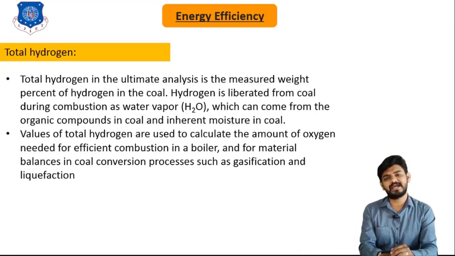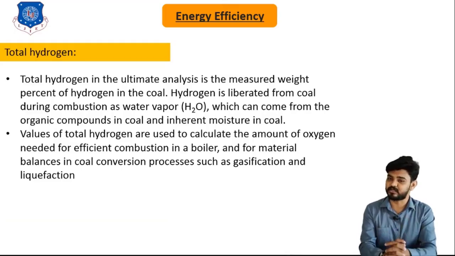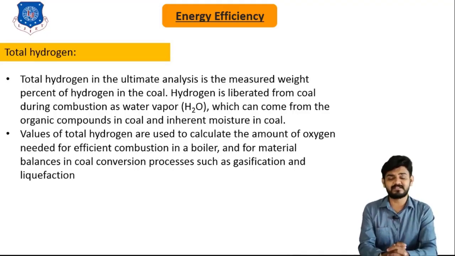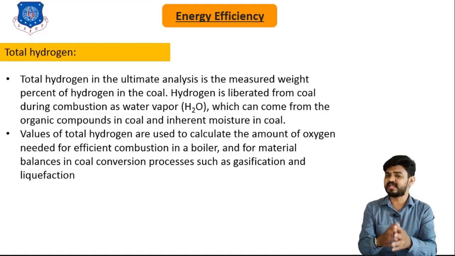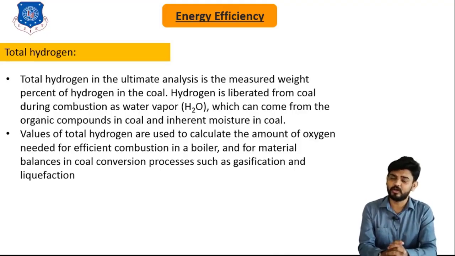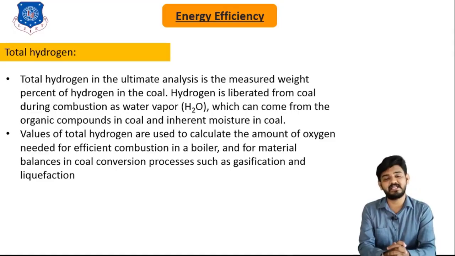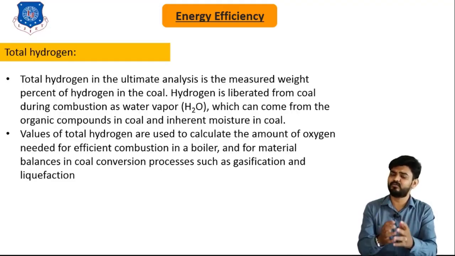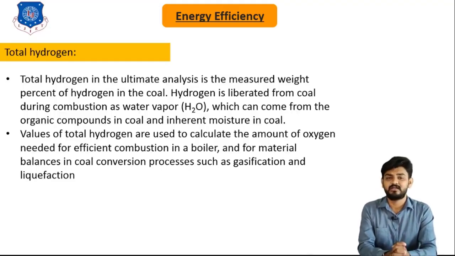Now, let's move to the next measurement, and that is total hydrogen. The hydrogen in ultimate analysis is the measurement of the weight percentage of total hydrogen present in the coal sample. During the combustion reaction, hydrogen is liberated in the form of water vapor, which can come from the organic compound in the coal or the inherent moisture present in the coal. So, there are two sources of hydrogen: one is the organic compound present in the coal itself, and the other is the inherent moisture present in the coal.